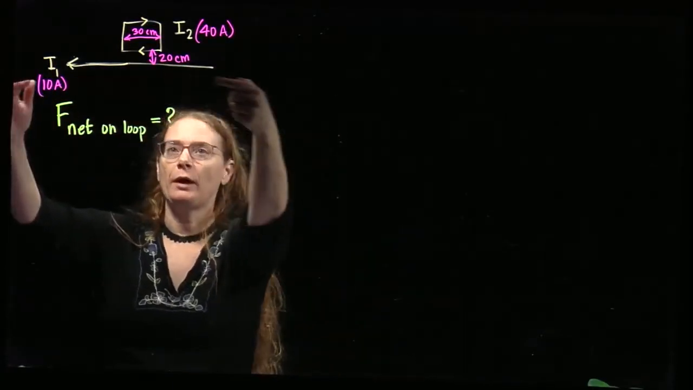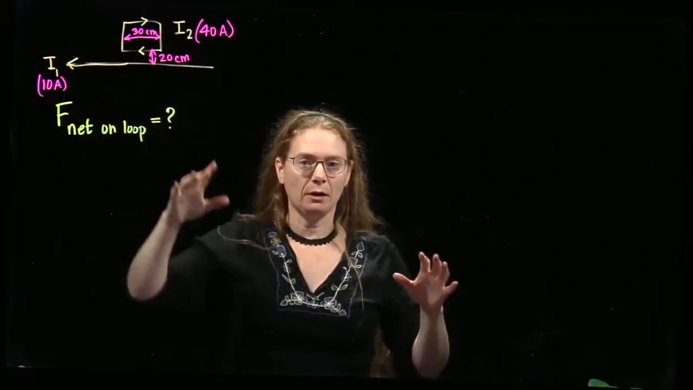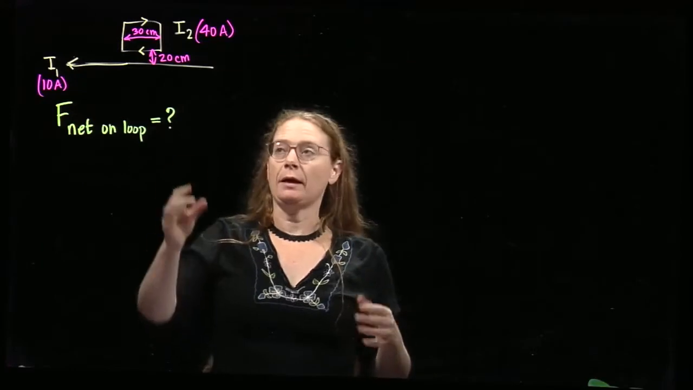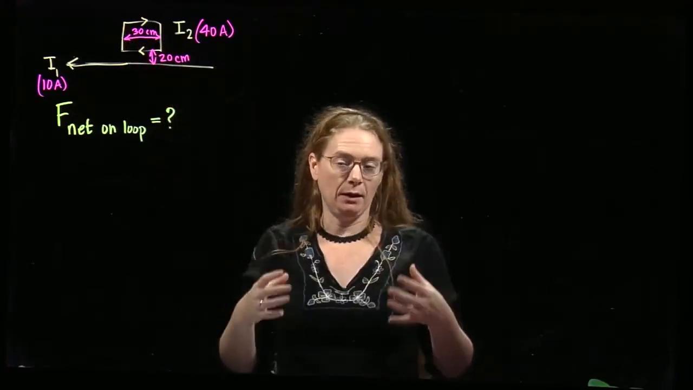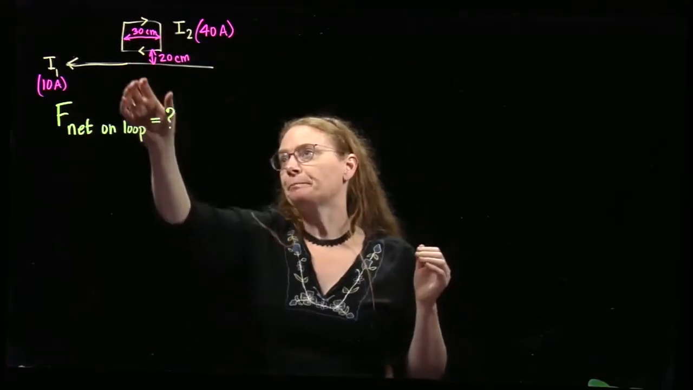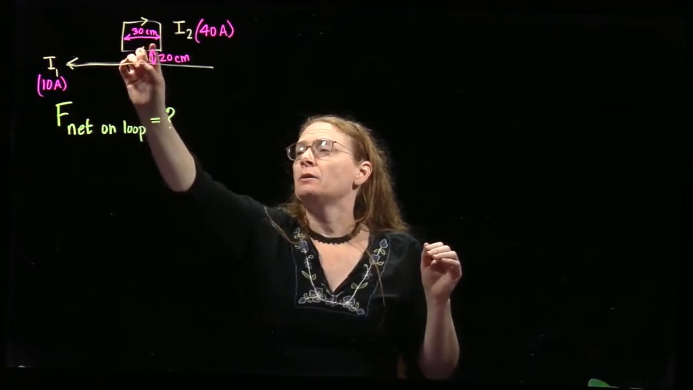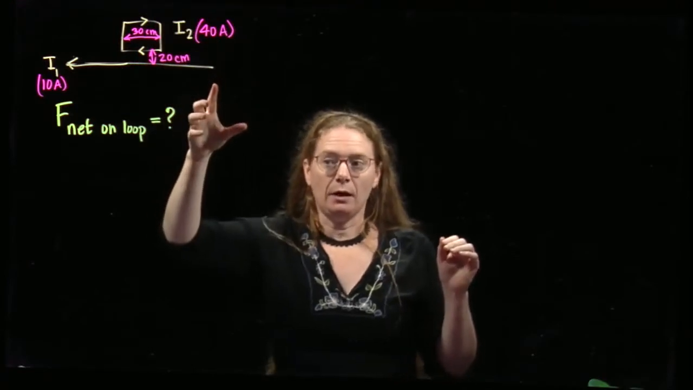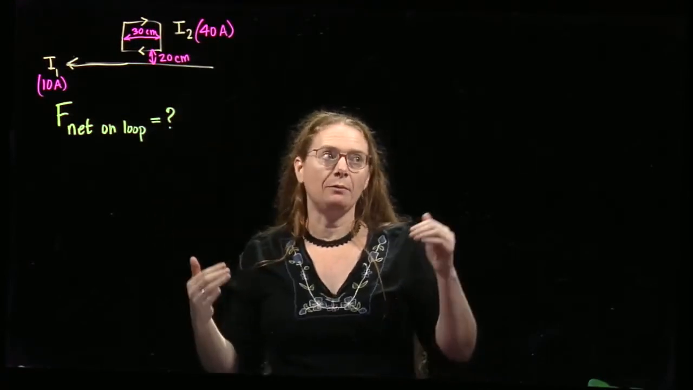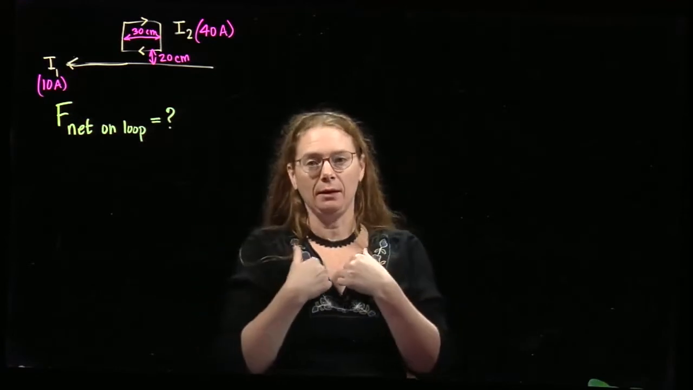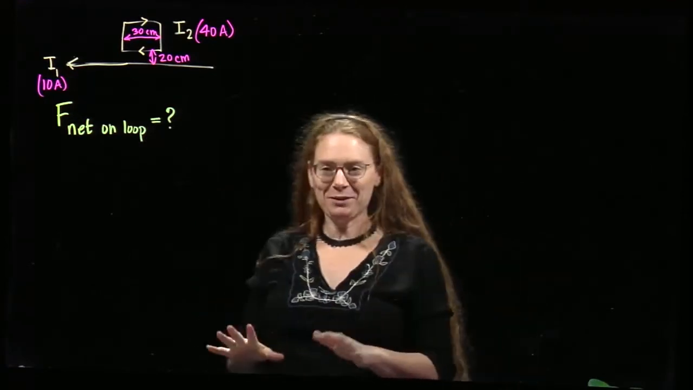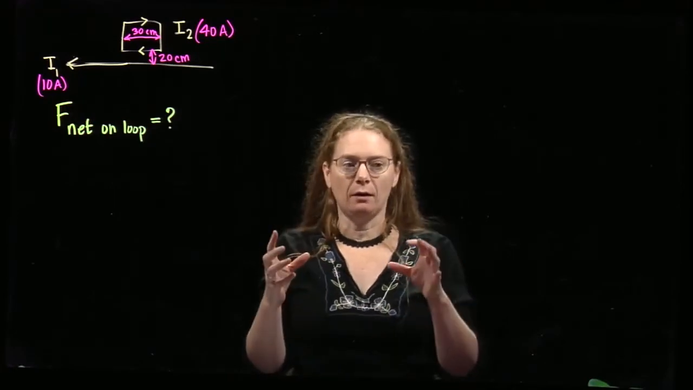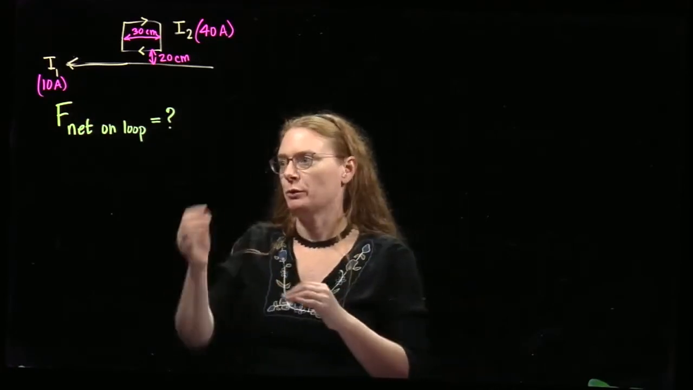There's a current carrying wire, and that current carrying wire is going to create a magnetic field around it, which means that if I'm the loop, I am sitting in a magnetic field. And so I need to know what the magnetic field is that I'm sitting in, and then I need to say, okay, what is the force of that magnetic field on me, a current carrying loop? So that's what we're going to do. And I'm going to show you a way to try to keep track of which currents you want to use.